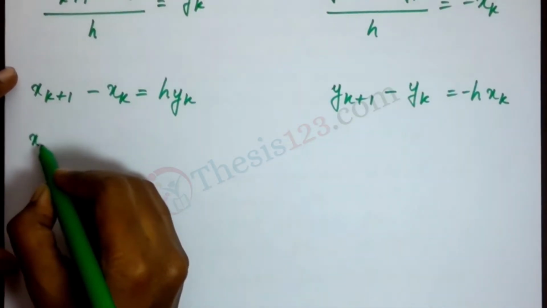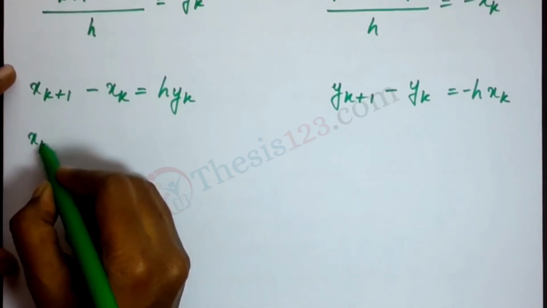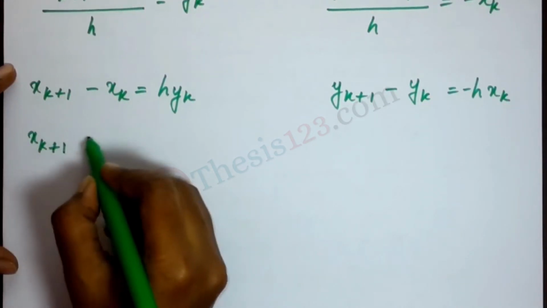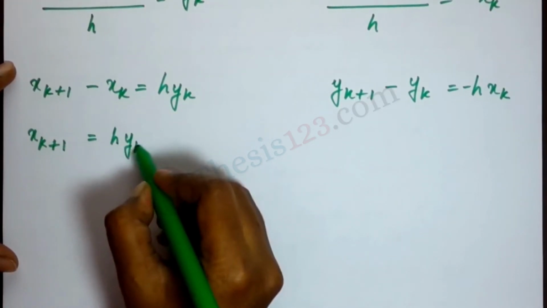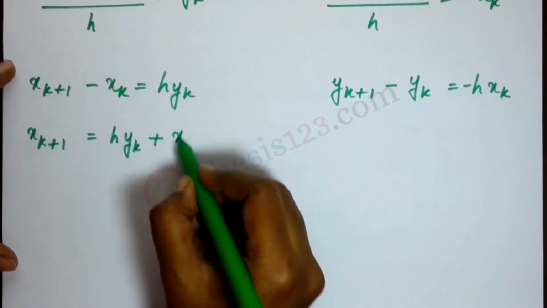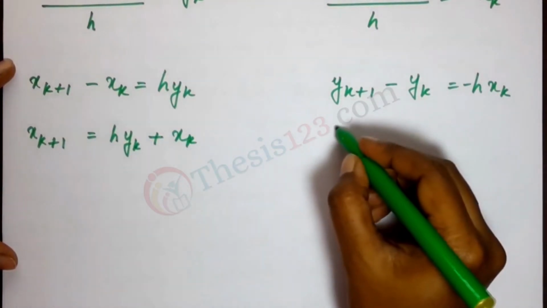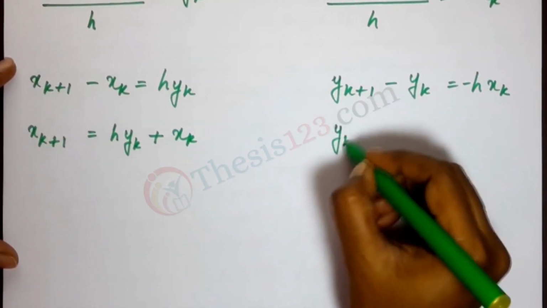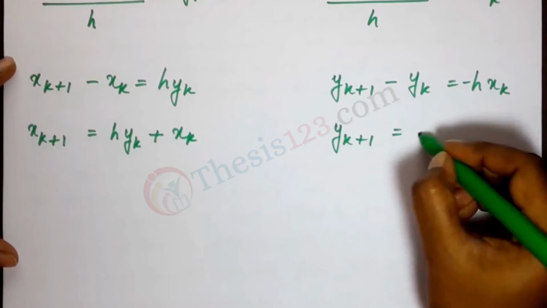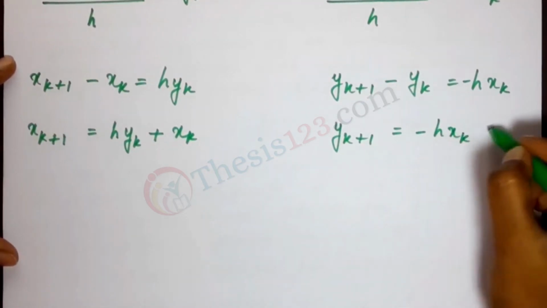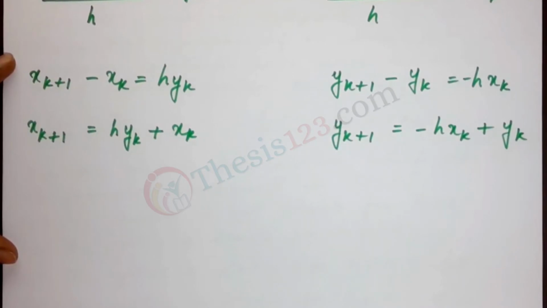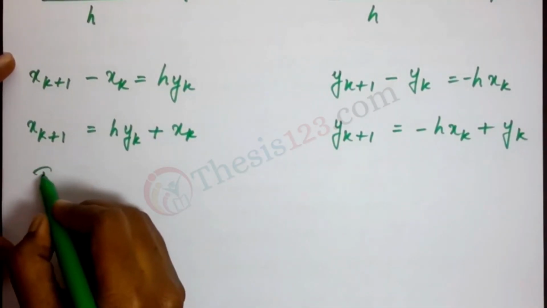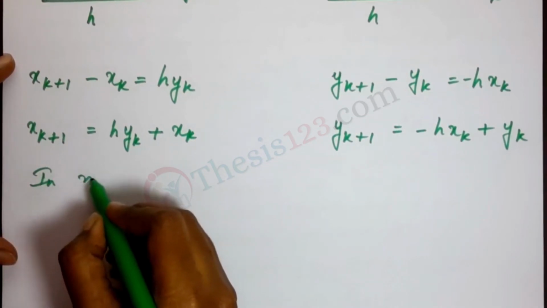Furthermore, I am going to isolate just xk plus 1. Then we can write this as h yk plus xk. And on this side, yk plus 1 equals minus h xk plus yk. Now these two equations can be written in matrix form. That's going to be our next step.